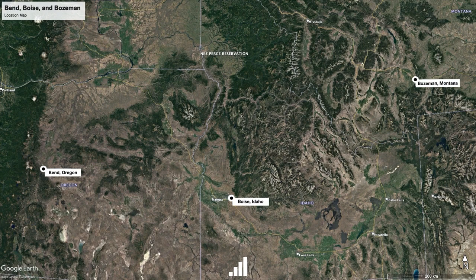From end to end, there's about 853 kilometers separating Bend, Oregon from Bozeman, Montana. That's roughly 530 miles. Both Boise and Bozeman are on major interstate highways. Boise is on Interstate 84. Bozeman, Montana is on Interstate 90. You'll also notice that Bozeman sits at a higher latitude than either Bend or Boise, which are both in high desert climates.